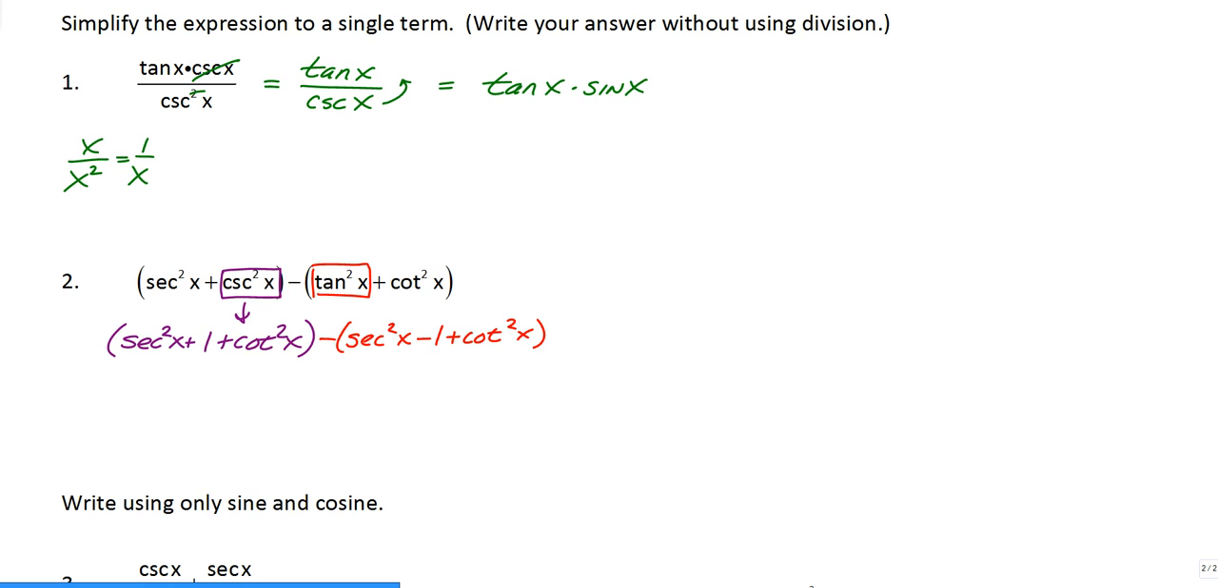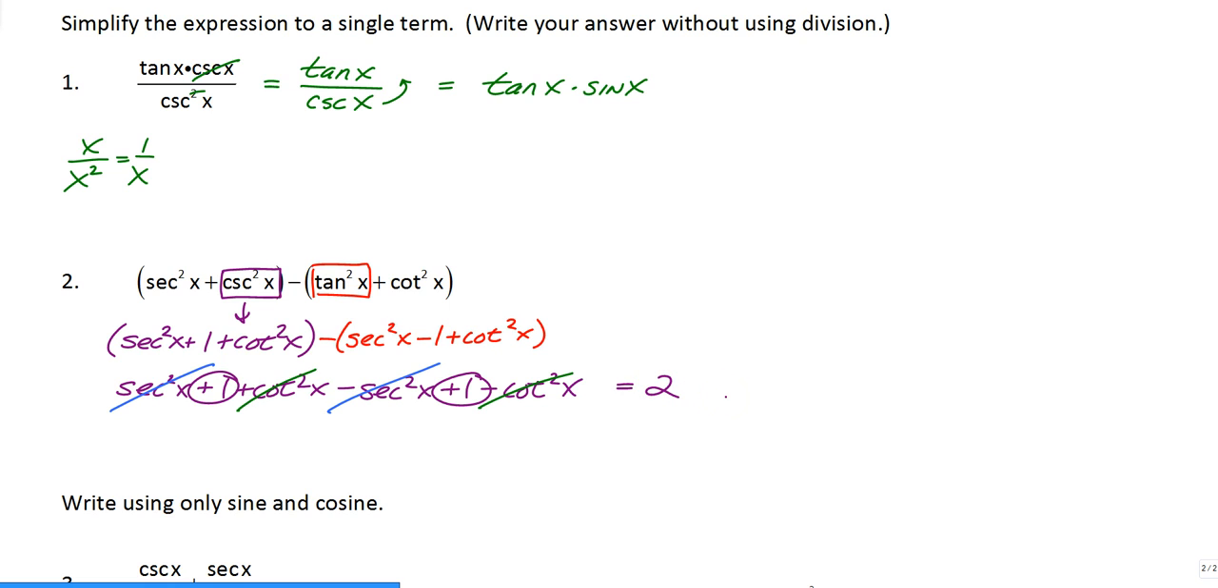Okay, and now from here we're just going to distribute our negative, and we are going to start combining like terms. So we have secant squared x plus 1 plus cotangent squared x minus secant squared x plus 1 minus cotangent squared x. And if we look, we have a lot of like terms. We have a secant squared x that cancels a negative secant squared x. We have a positive cotangent squared x, which cancels a negative cotangent squared x. And all we have left is a positive 1 and another positive 1. So that all simplifies to 2.